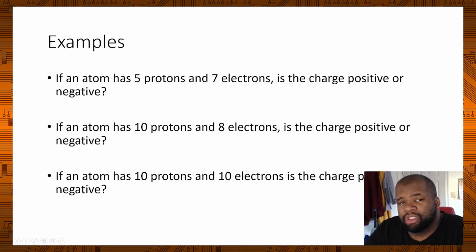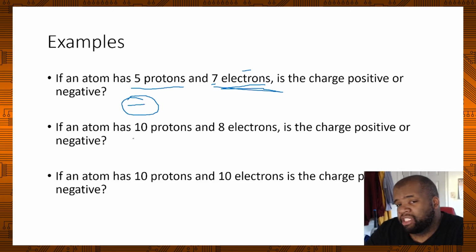So, here's a couple examples here. So, let's take a look at these. Example 1. I'm actually going to change my color real quick. And blue. Okay, so if an atom has 5 protons and 7 electrons, is the charge positive or negative? Well, let's take a look. We have 5 protons and 7 electrons. Easy way to look at this. What do we have more of? Is 7 more than 5? Yes. It means we have more electrons, which means we have more negative charges. So the overall charge of this one will be negative.